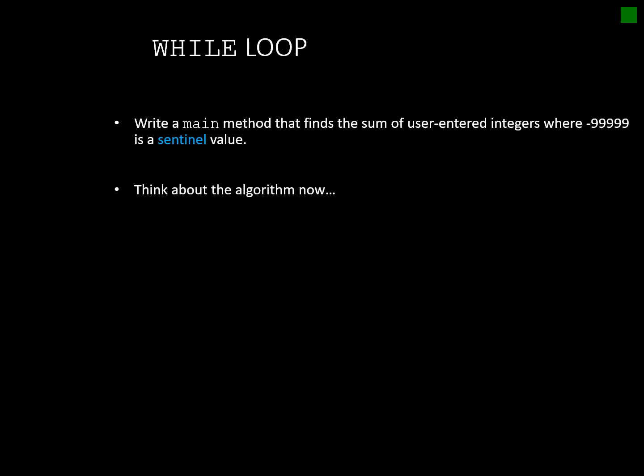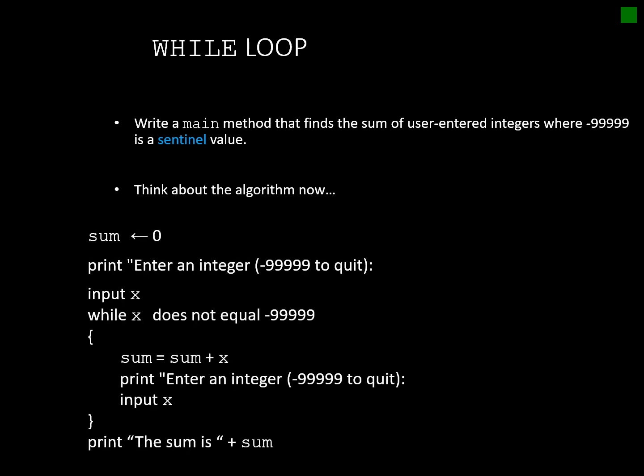You should have come up with something that looks like this. We have 0 going into the sum, and we're going to say, please enter an integer, and we're going to give them instructions on how to quit. The user inputs the value, and while x does not equal negative 999999, we are going to add its value to the sum. And then it's going to prompt the user again to keep entering another value.